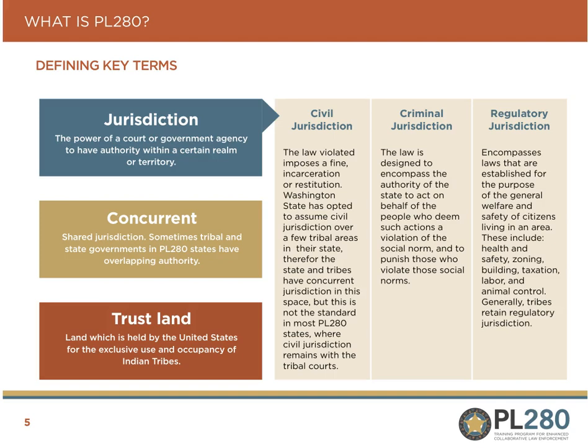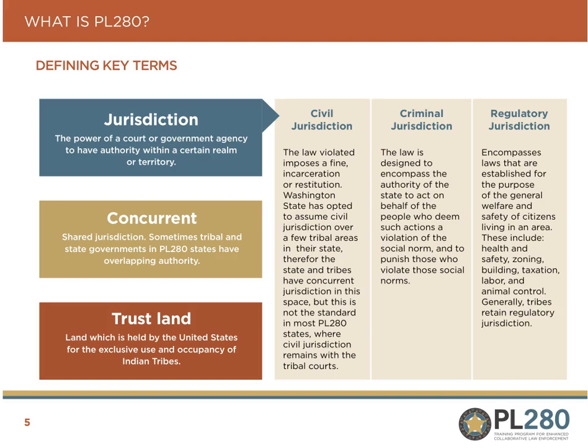states. Criminal jurisdiction means that the law is designed to encompass the authority of the state to act on behalf of the people who deem such actions a violation of the social norm, and to punish those who violate those social norms. For example, underage drinking is a criminal offense, and the state can take action in PL280 states.